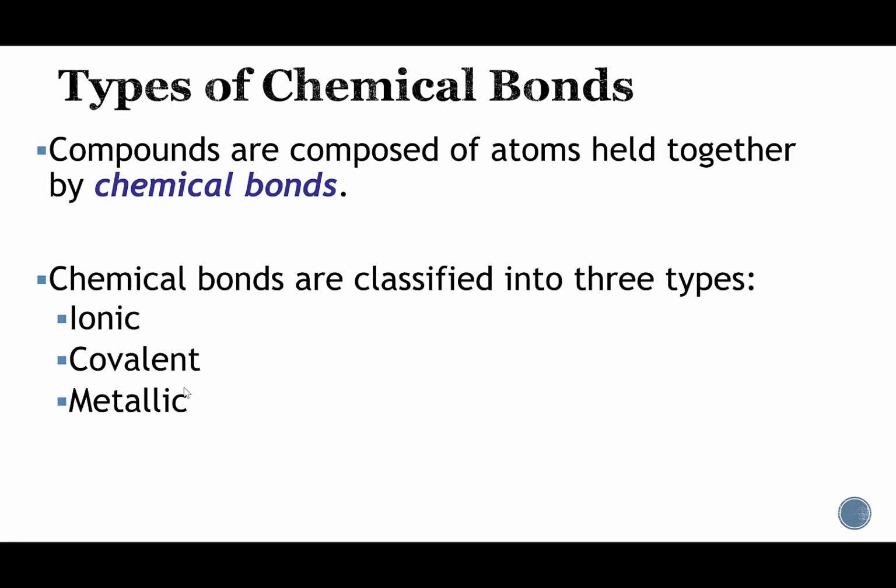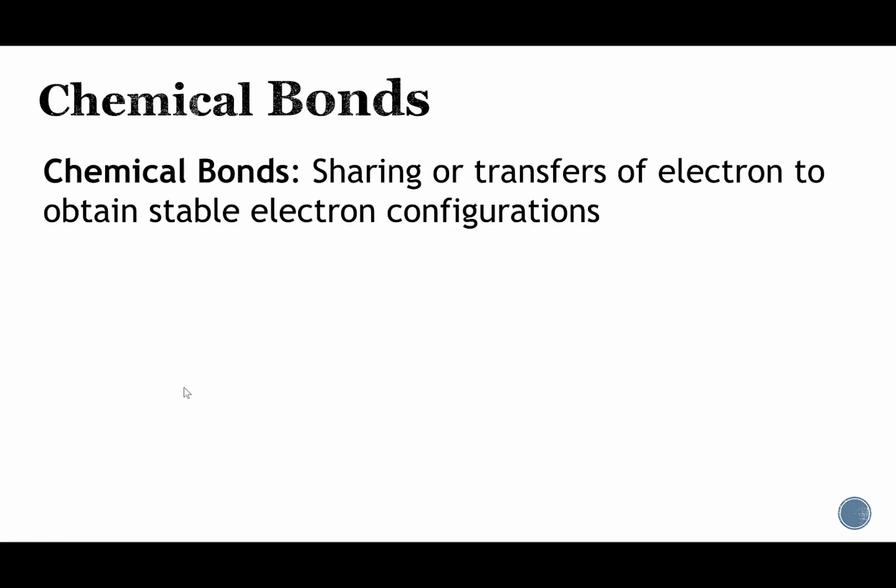So chemical bonds, what are they? You hear that term a lot, but has anyone broken it down for you? Compounds are composed of atoms held together by chemical bonds. There are three types of chemical bonds: ionic, covalent, and metallic. For my course, we are going to cover ionic and covalent. We don't really touch much on metallic, but it exists, and other instructors will talk about it. But we're going to stick with ionic and covalent.